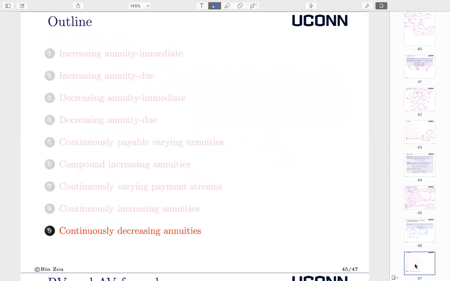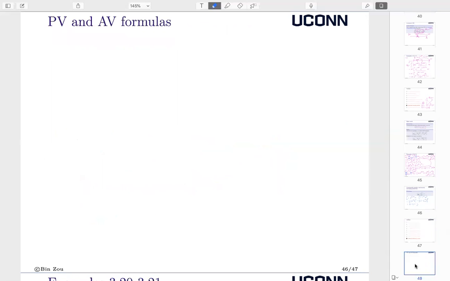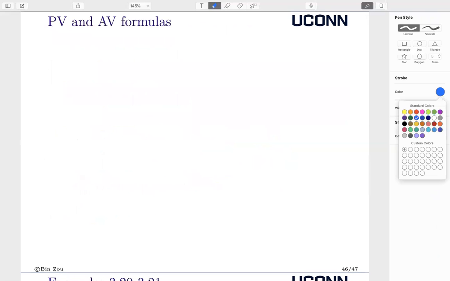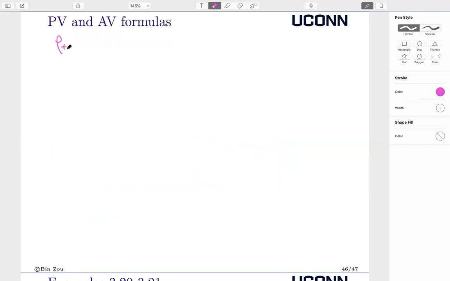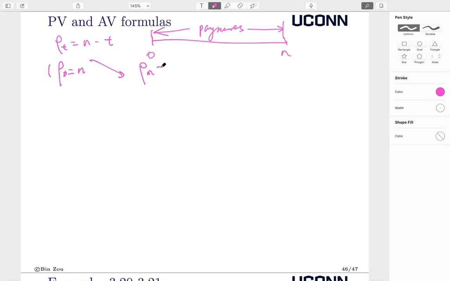The next one is for continuously decreasing. The setup is basically the same, except that now the payment rate is n minus t, and usually it starts at time 0, ends at time n. So you have continuous payments, okay, from 0 to n. At 0, you have the highest rate, which is n, and then it decreases to the final time you get 0. Right? So it's decreasing. Right? I drew the picture earlier on in this lecture video.